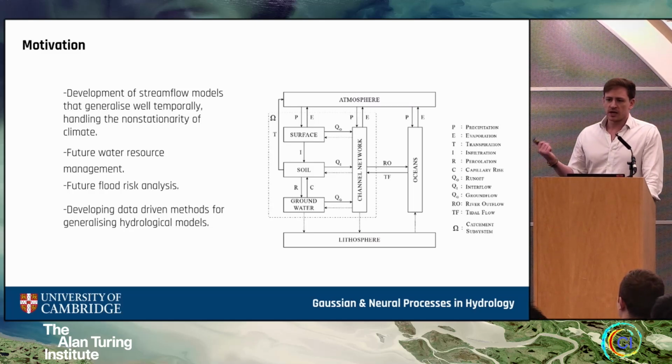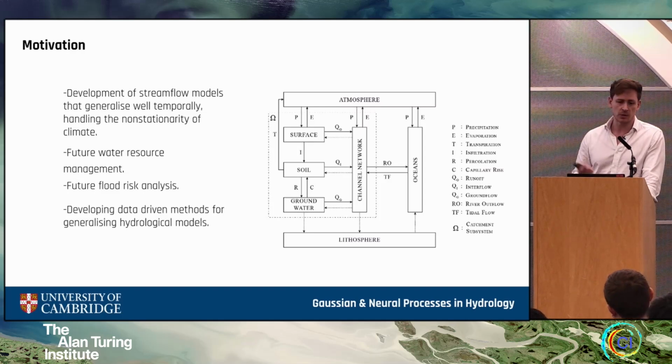So why do we care about predicting streamflow in rivers? There's obviously a variety of reasons, such as future water resource management and flood risk analysis. And the reason why we might want to apply data-driven methods, so machine learning, to this problem is because there are a lot of hydrological models that are mechanistic or process-based, and there's a paper that came out a month or two ago in Nature Water that shows that most of them fall down around the world where they're not calibrated. Whereas with data-driven models, we might be able to learn some of these patterns and generalize a bit better.